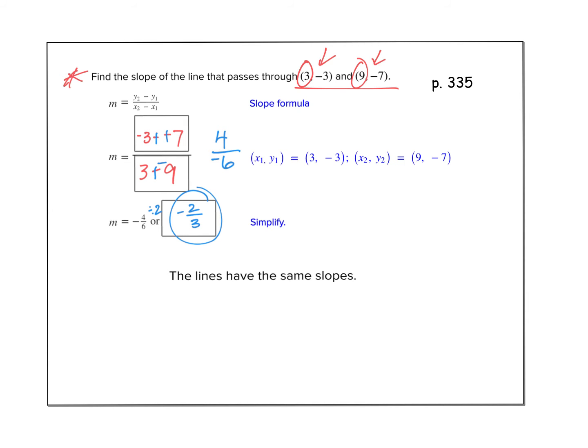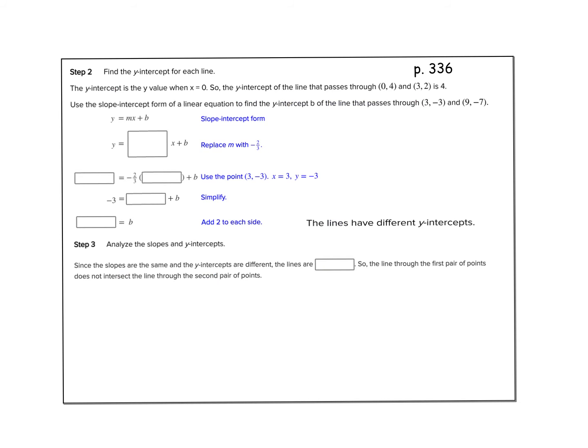Okay, so right away, this is going to help us a little bit. I just found out the lines have the same slopes. They both have negative 2/3 if you look at your page. So I know one thing about them. Now we better find the y-intercept for both because we need to know those.